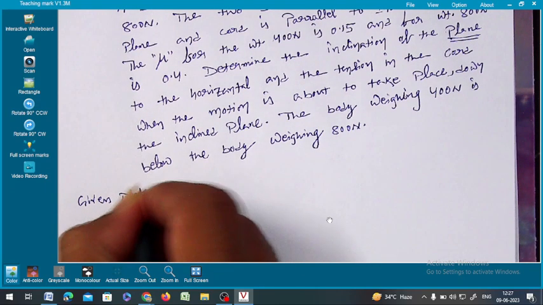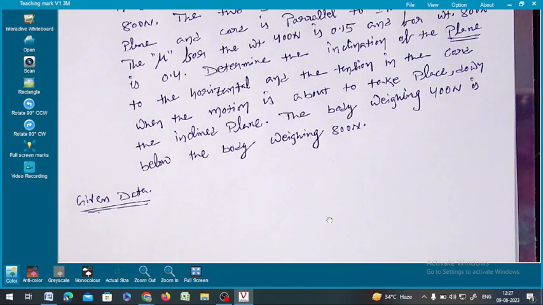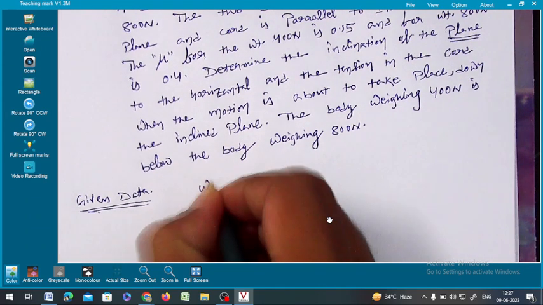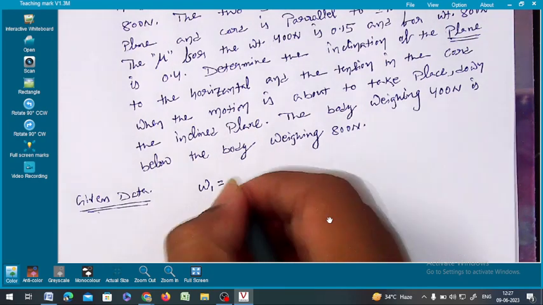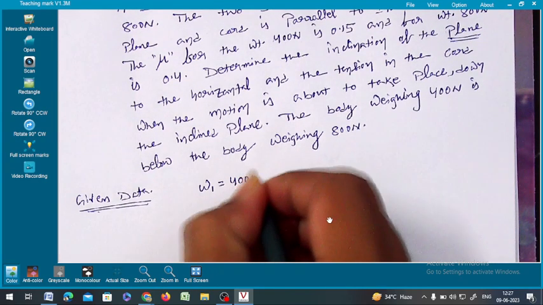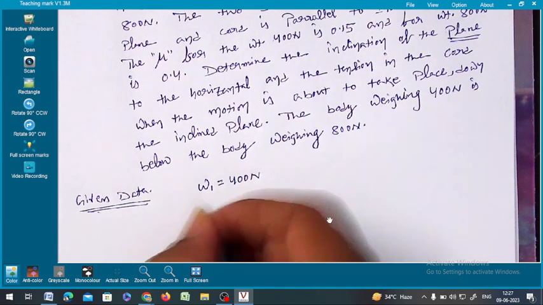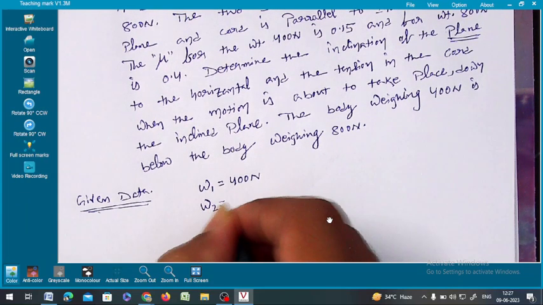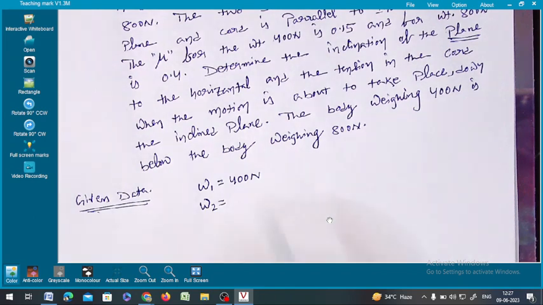So before drawing the diagram, let us see what is the given data. What is the weight of the first body? 400 Newton. Take it as W1, because one represents the first body. What is the weight of the second body? 800 Newton.